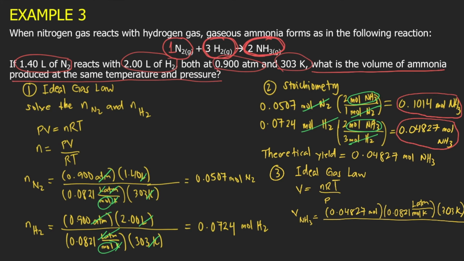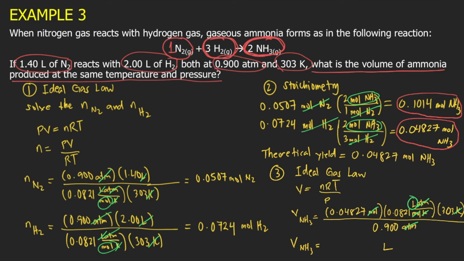Divided by the pressure, which is 0.900 atm. Let's see how the units will cancel. Moles will cancel. Kelvin will cancel. And then atm will cancel. So the remaining unit is liters, which is the unit for volume. So the volume of NH3, the unit is liters.